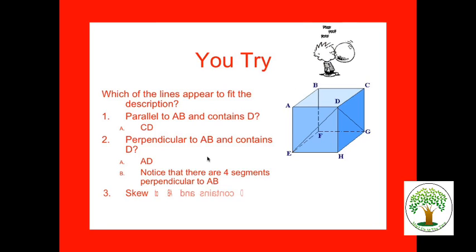Okay. Number 3, this time was skew to AB. So it can't be parallel. Is it DH? It contains D. I heard DH and DG. I put that we got people who have 2 different answers. I just put one because I'm lazy.